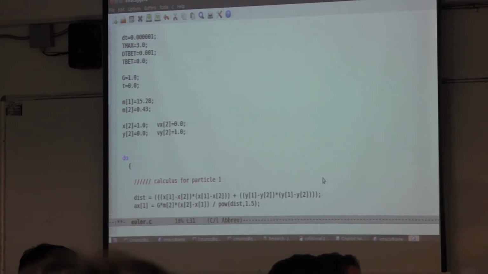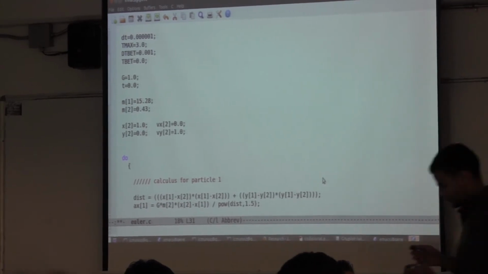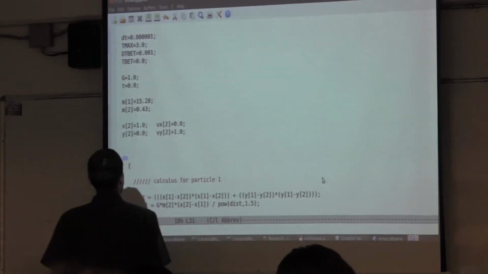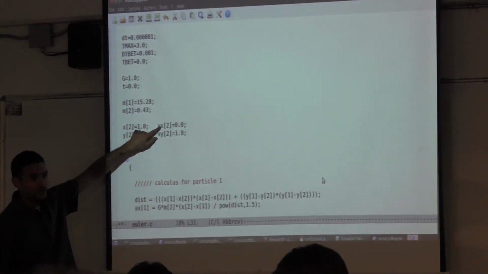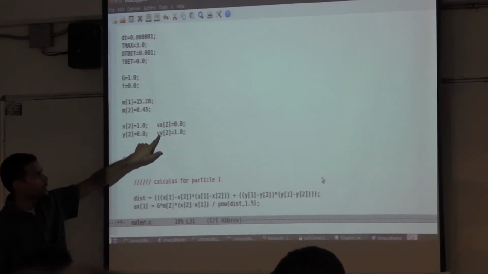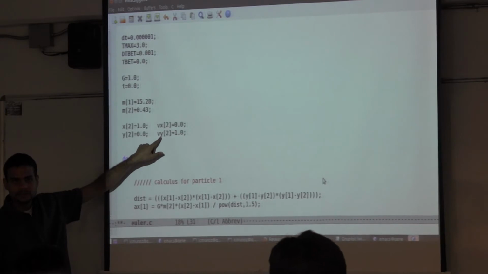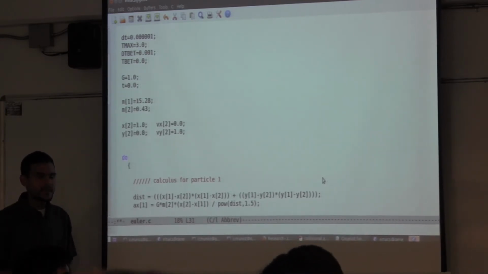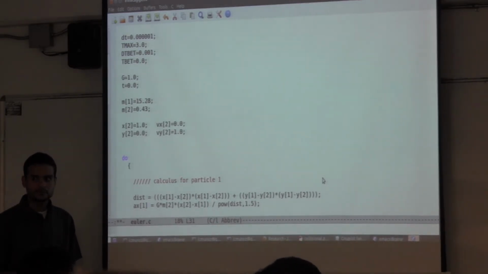So, is it right? Now, the velocity. The velocity has 0 component along the x-axis and 1 along the y-axis. Or should this velocity be pointing out?